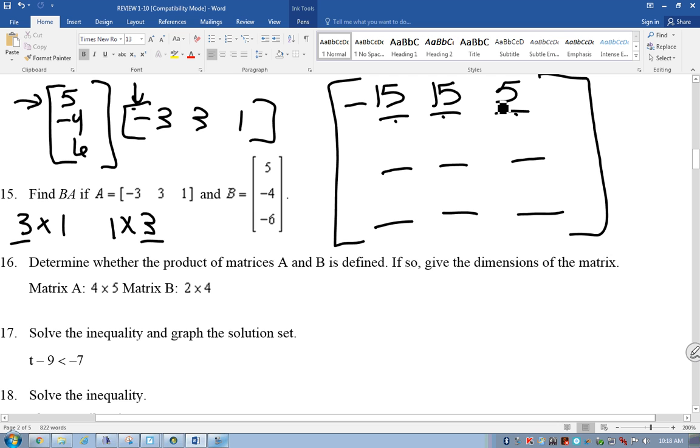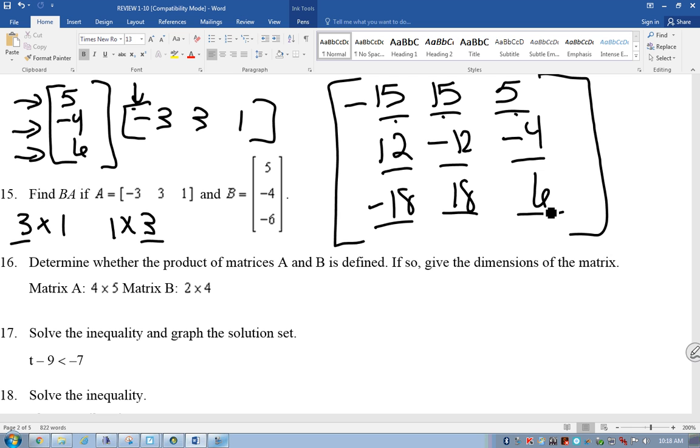Are we starting to get it now? Now I'm done with row 1, so I can come down to negative 4. Negative 4 times negative 3 is 12, negative 12, negative 4. You follow me so far? Now we're ready for row 3, and it's coming across the column, so negative 18, 18, and 6. Do we understand that process? It's a good question to ask. Hopefully it's been answered.